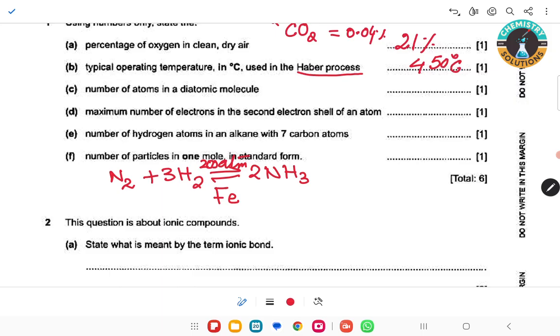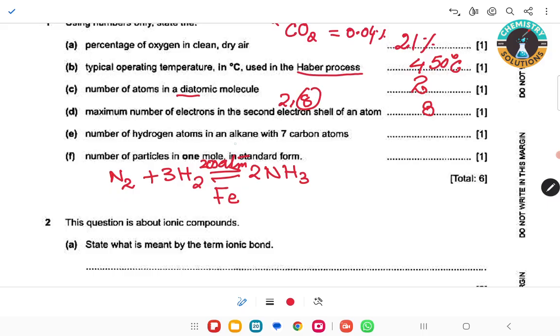Number of atoms in a diatomic molecule. Di means 2, so 2 atoms are present in a diatomic molecule. Maximum number of electrons in the second electron shell of an atom. So it is 8. While we do the electronic configuration, we write 2, 8 and 8. 8 are the maximum electrons present in the second shell.